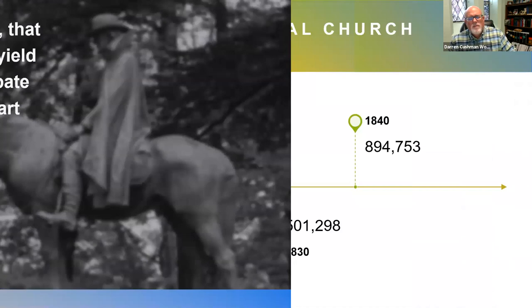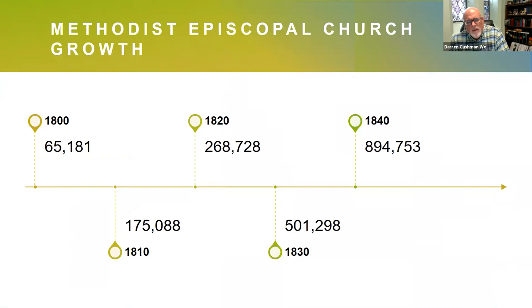Methodism is growing in America in the first half of the 19th century. Exponential growth. As you can see on the line there, in 1800, we have 65,000 members. And by 40 years later, we're almost at 900,000 members. So it's just taking off like a rocket. I mean, doubling, tripling every 10 years. There's this incredible growth. And Asbury and the other Methodists will see this as the hand of God, as proof of their fruitfulness of doing the work of God, of evangelizing.